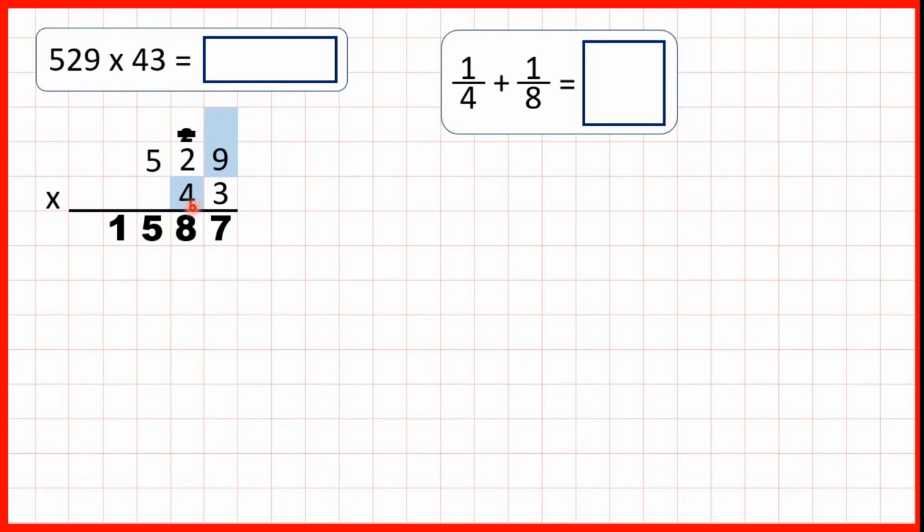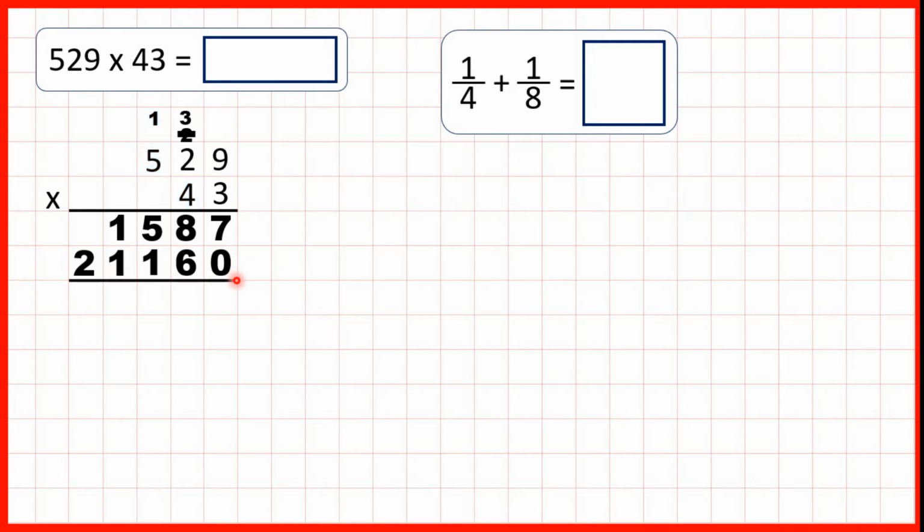But because it's in our tens place, we always need a 0 in the ones of our second answer line. Now, 9 times 4 is 36, so 3, 6. On to our next digit. 2 times 4 is 8, plus 3 is 11, so 1, 1. And then, finally, 5 times 4 is 20, plus 1 is 21.